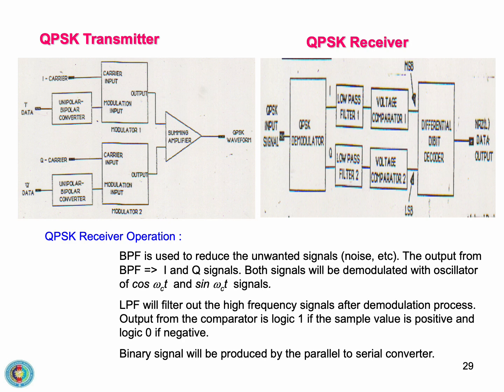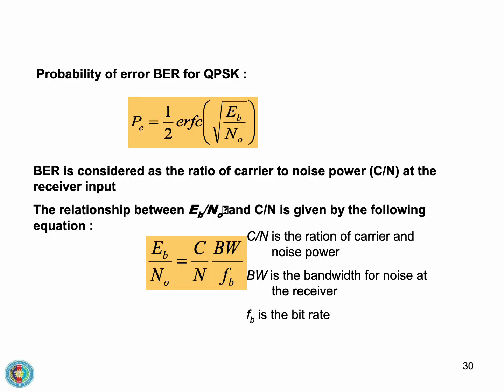The outputs from the LPFs go to voltage comparators, which convert positive sample values to a logic 1 and negative values to a logic 0. Finally, these parallel binary signals are combined by a differential bit decoder or parallel to serial converter to reconstruct the original NRZ data output. The probability of error, or BER, for QPSK is given by this formula, which is the same form as for BPSK.